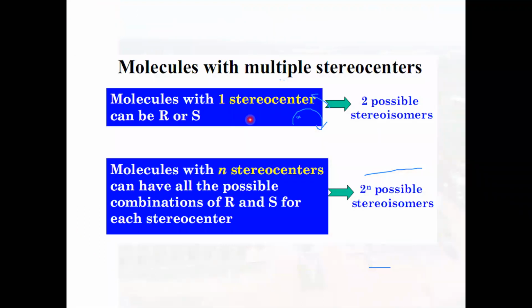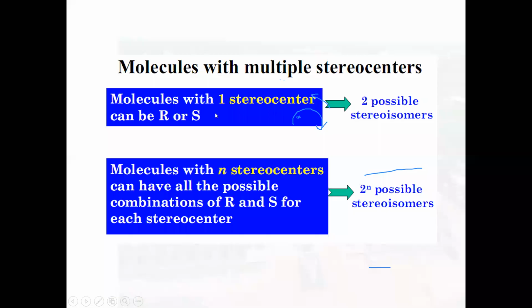Molecules with multiple stereocenters. Now, there are some molecules that have more than 1 stereocenter. I said stereocenter is the same thing as your chirality center. So some molecules have more than 1 chirality center. In those cases, we are going to give each of the chirality centers its own configuration. So let's see, molecules with 1 stereocenter can be R or S. 2 possible stereoisomers.